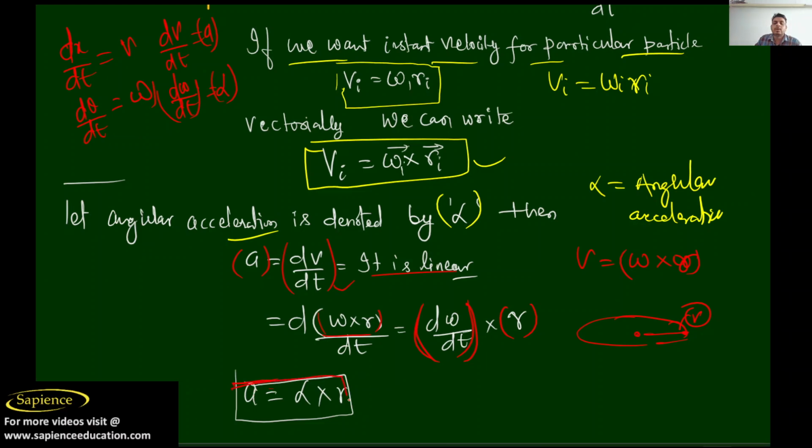a is equal to alpha cross r. So this is the confined relation. Okay, so you should memorize this relation. I hope you all have understood these three important relations. That is, one important relation is v is equal to omega cross r, and acceleration is equal to alpha cross r. So these are very important relations, and you should memorize them. Okay.